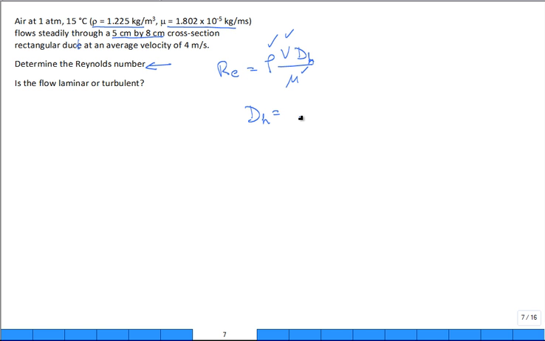We just did the equation for it. If you calculate the hydraulic diameter, it comes in at 6.154 centimeters, giving us a Reynolds number of 16,700. Now that you've calculated the Reynolds number, is it laminar or turbulent? It's above the critical? Yeah. It's turbulent flow. Okay. Pretty straightforward, I hope.